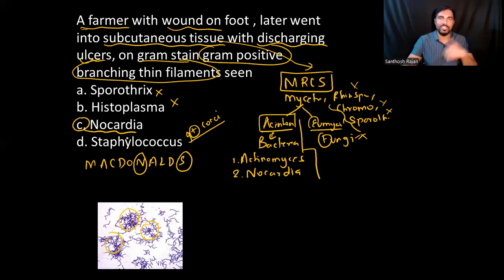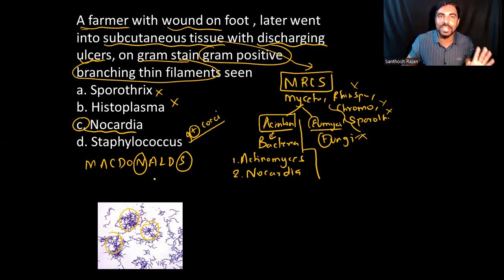Usually it causes lung infection, meningitis, but skin infection also it can cause. And it is acid-fast staining also. If you want to distinguish Actinomyces or Nocardia, you have to do acid-fast stain. Of course, Nocardia is aerobic and Actinomyces anaerobic. Next time, expect this question. You will have one question, surely. They'll give something like this and ask how to distinguish Actinomyces and Nocardia. We'll revise in the discussion class.